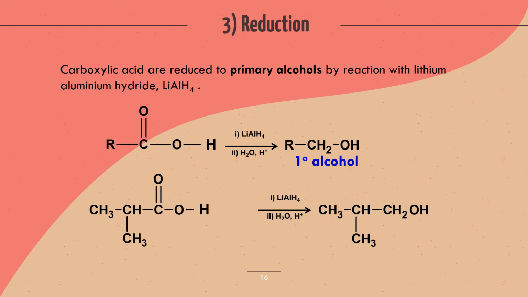In reduction reaction, carboxylic acids are reduced to primary alcohol by the reaction with lithium aluminium hydride. So as you can see in this general reaction, this carboxylic acid will be reduced to become CH2OH, which is primary alcohol. So reduction is a reverse process of oxidation. So kalau oxidation kita buang hydrogen tambah oksigen, reduction will be kita buang oksigen tambah hydrogen. Okay, so this is what happened in the formations of primary alcohol.